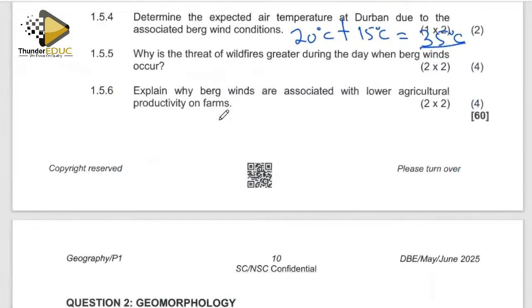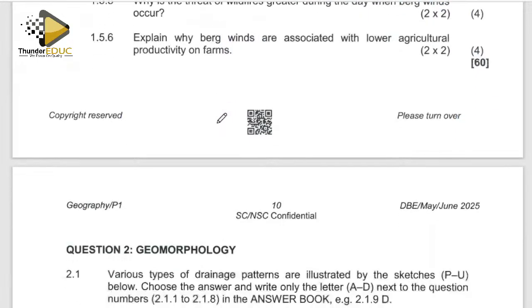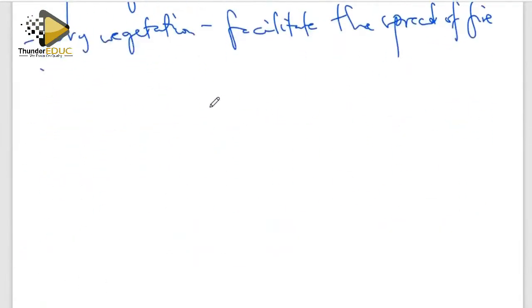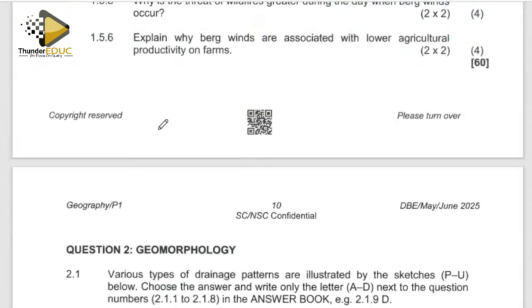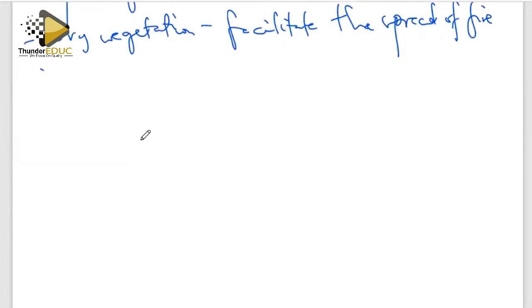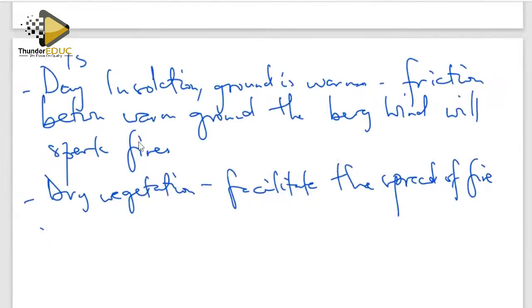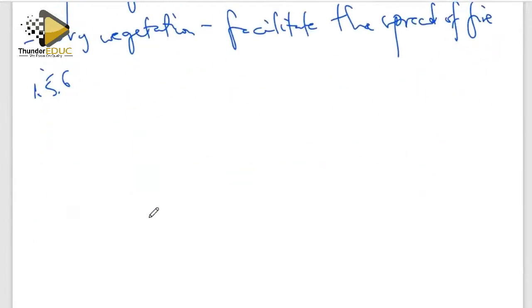Right. Explain why backwinds are associated with lower agricultural productivity. Why do they impact negatively on agriculture? That is number 155. Then going to 156. What are we saying here? We are saying, why are they going to likely cause low agricultural productivity on the farms? Right. We look at the implication. They are going to cause increased evapotranspiration.